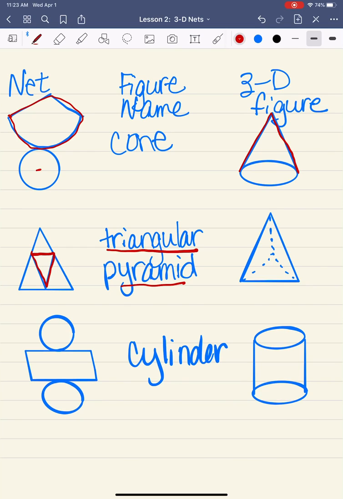The next one, the cylinder. Remember, a cylinder like the can of green beans is going to have 2 circles, and then the in-between part here, this rectangle, think of it as like if you cut the label off of that can of green beans and rolled it out, it would look like a rectangle.